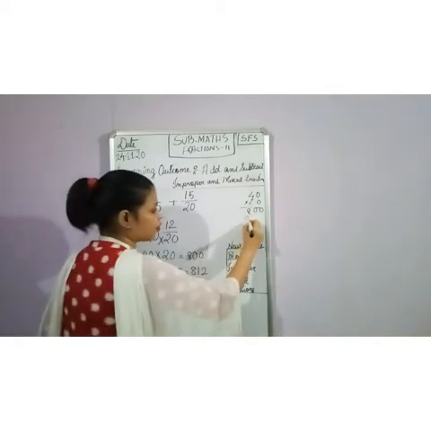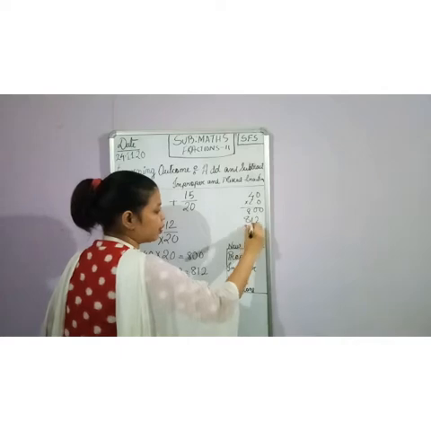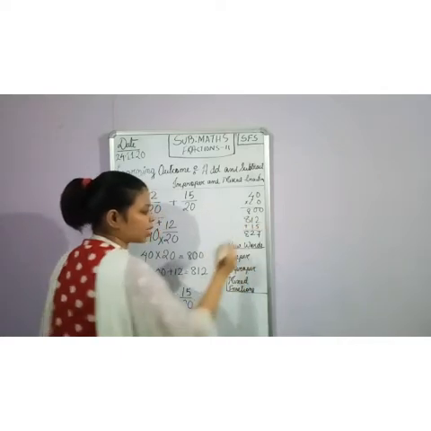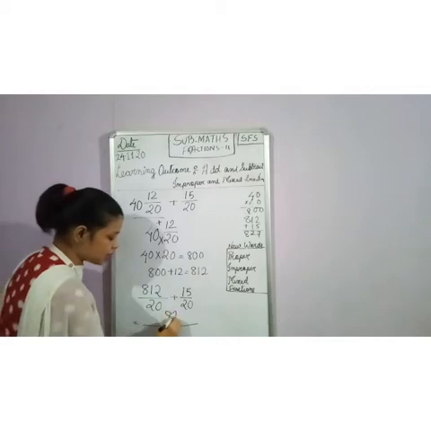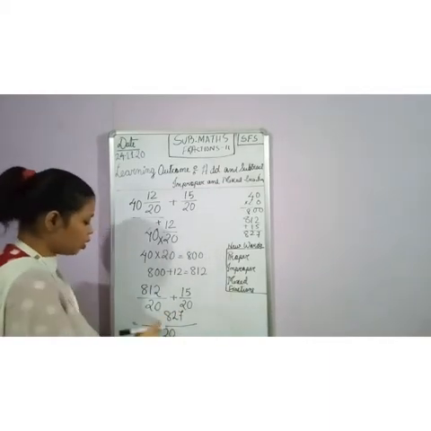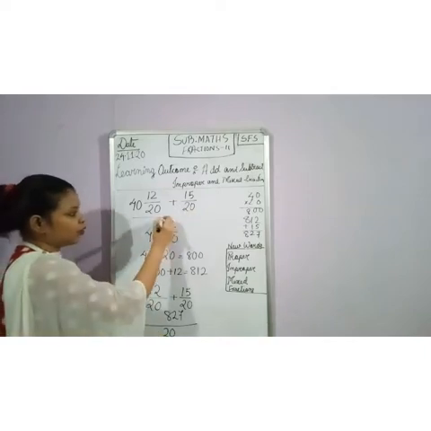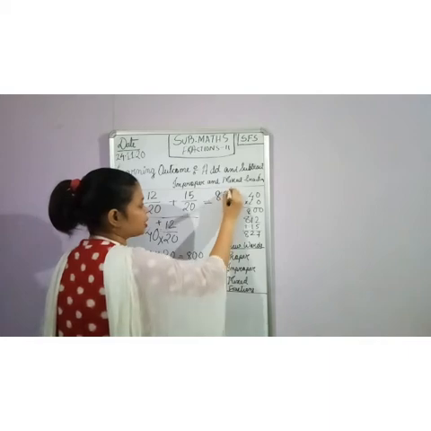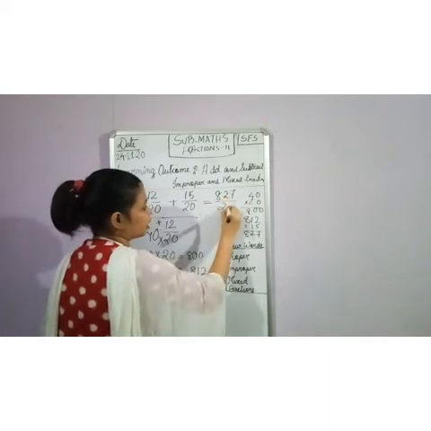812 plus 15. Add the numbers, 812 plus 15. It is 827. So the answer for this equals 827 by 20.